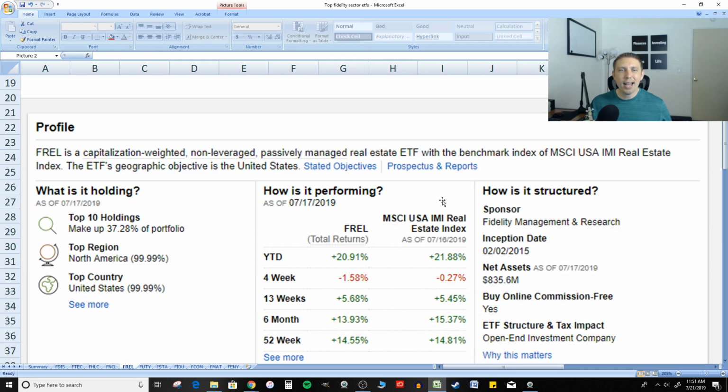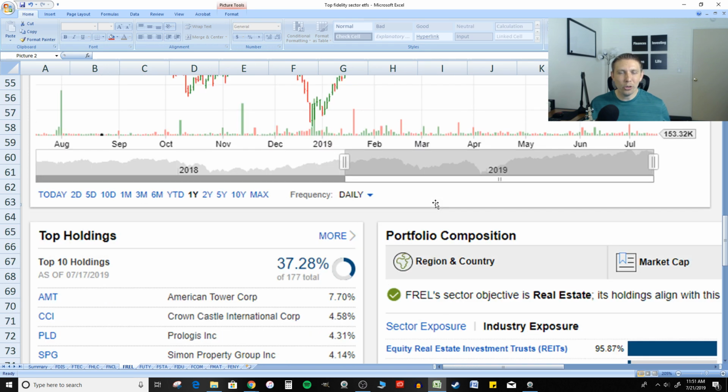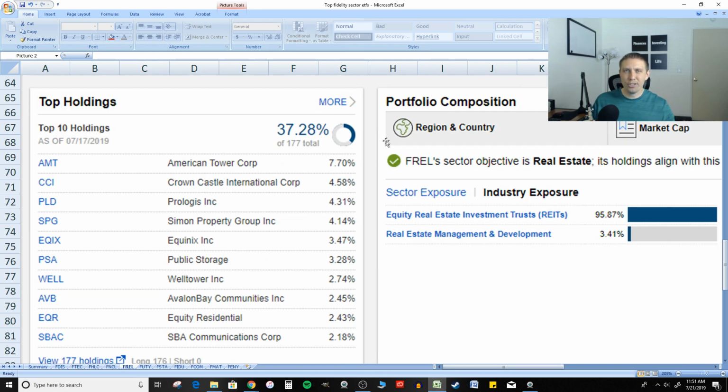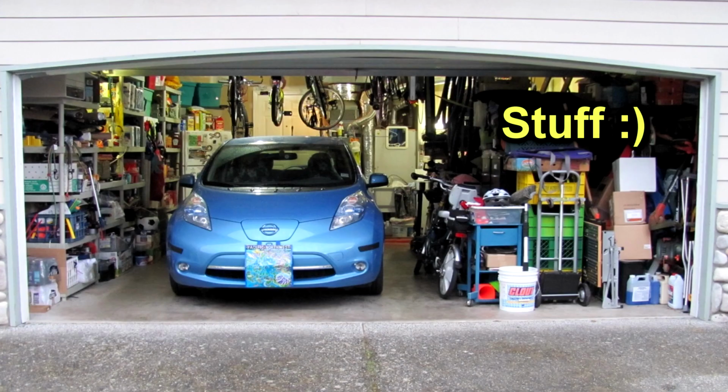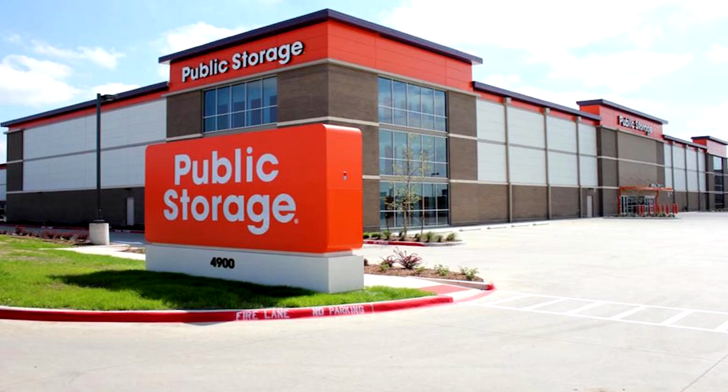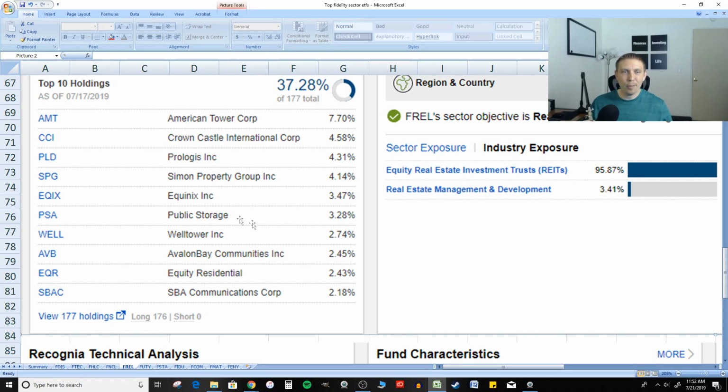And if we go down here, we can see its top holdings. So this holding is good for somebody who wants income. Okay, this is one of the ones I would recommend. It holds American Tower Corp, Crown Castle International Corp, Prologis, which I don't know what that is, Simon Property Group, Equinix Inc., Public Storage. Here in America, we like to fill our garages full of stuff and just have more things than we need. So what do we do? We stick it in some place like Public Storage. So it holds that, which has a monthly rental income from it.